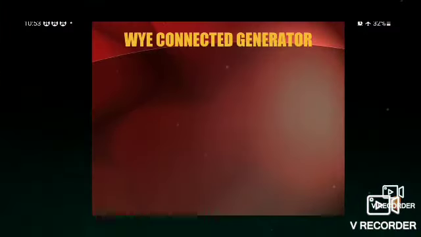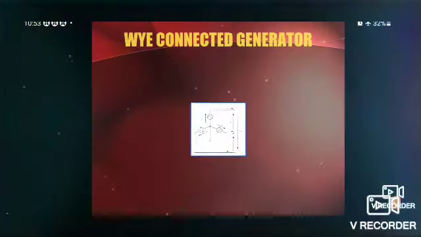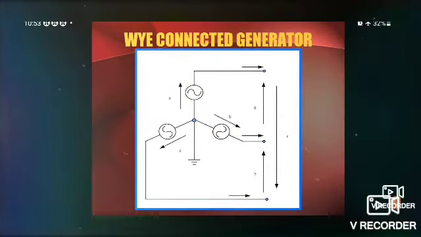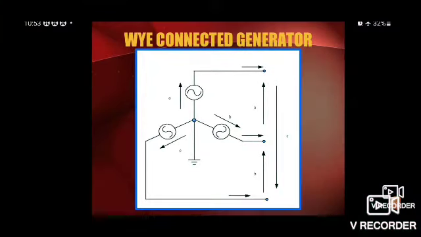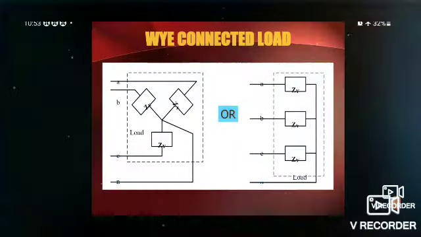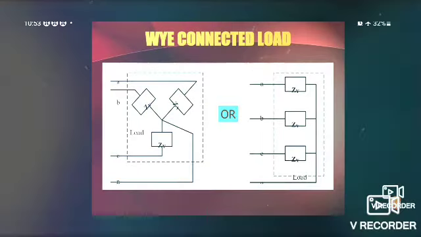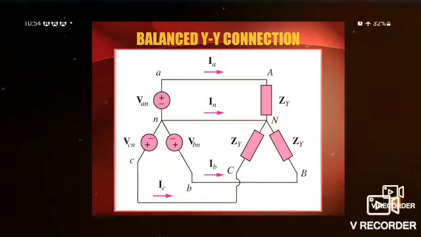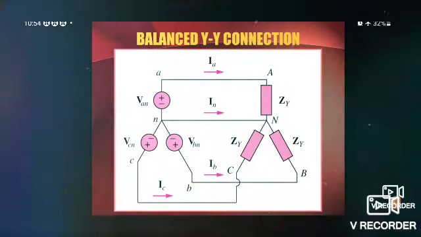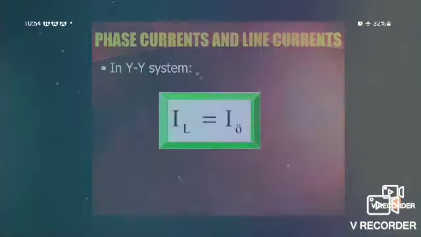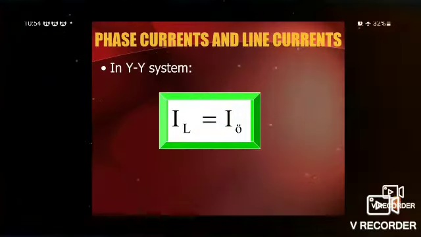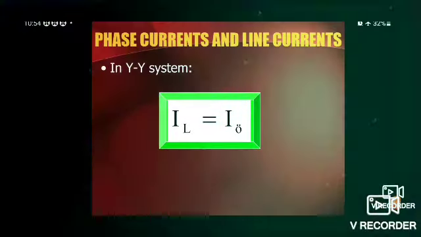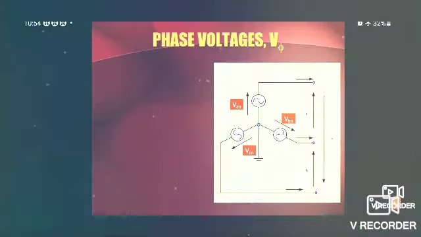Then the star connection, that is the Y-connected generator. See the diagram. It is the star-connected generator. It has a neutral point. It is the star-connected load. It is the balanced star connection. There will be a neutral. In a star system, IL equals I phase.